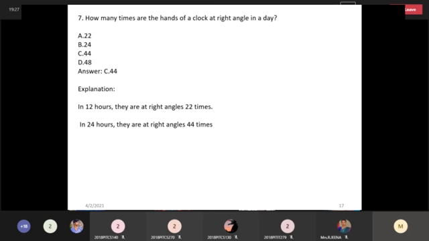The explanation for this: in 12 hours they are at right angles 22 times. In 24 hours, they are at right angles 44 times. So option C is the right answer.